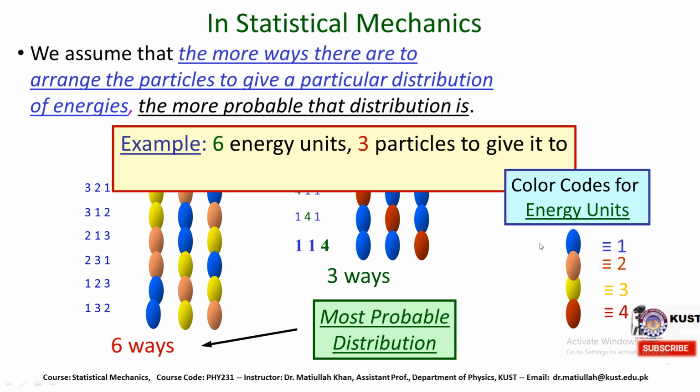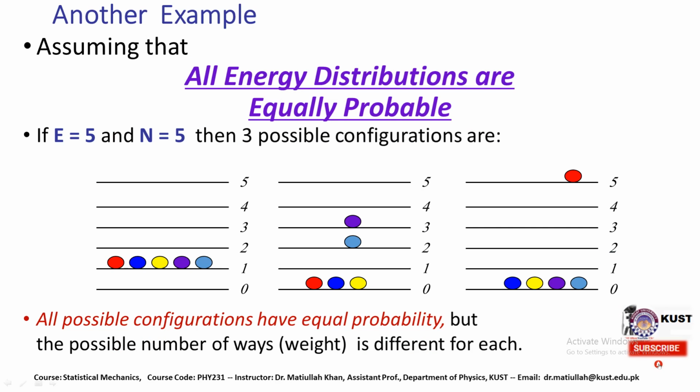We have another color code for the energy units. This is a simple color coding for the energy units in different colors. If we compare this distribution, this has a high number of possible ways, so this is the most probable distribution for this case. Here we can see the color code: blue is 1, this color is 2, yellow is 3, and correspondingly we have a different color for each of them.